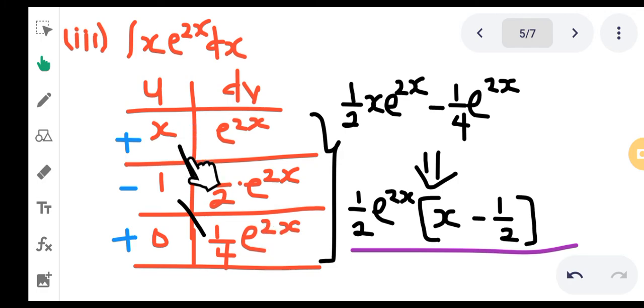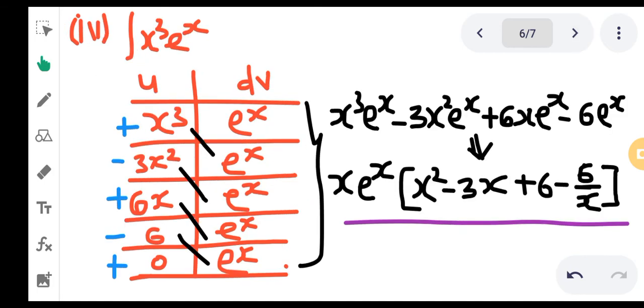And the same thing, we multiply them diagonally. So here is positive, negative, positive. So positive x times half e exponent 2x, we are going to get this term. And also negative 1 times positive 1 over 4 e exponent 2x, we are going to get this term. Okay, but e exponent 2x is common, so I can factorize e exponent 2x, and more or less half is also common, so that when you multiply this one by this, you are going to get this. So you can reduce this one to this. Okay, so very, very simple.